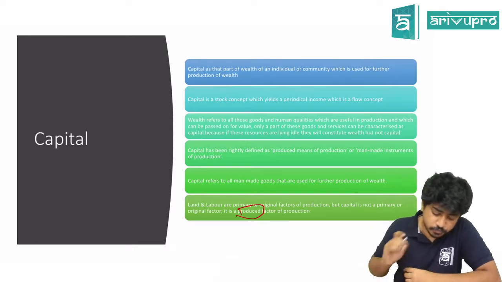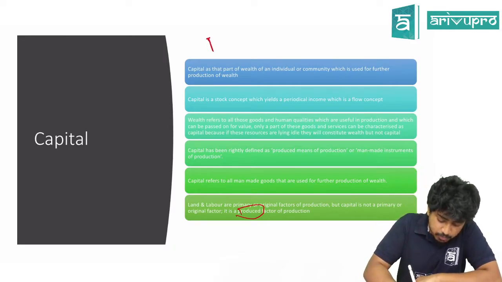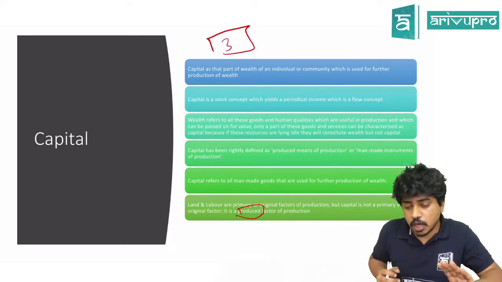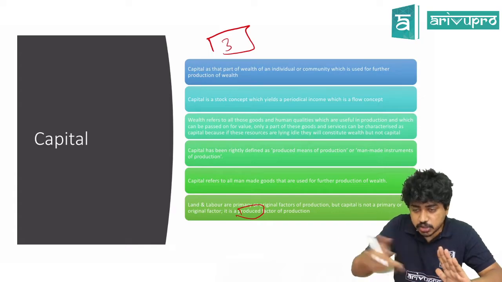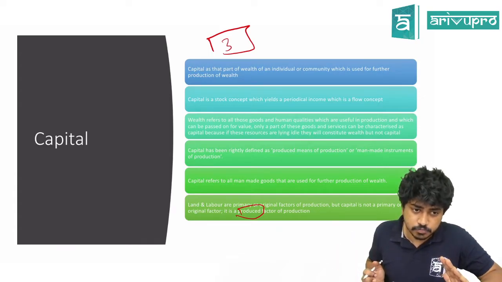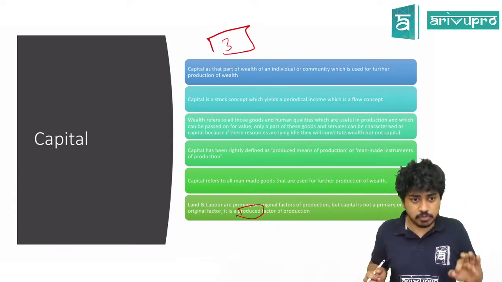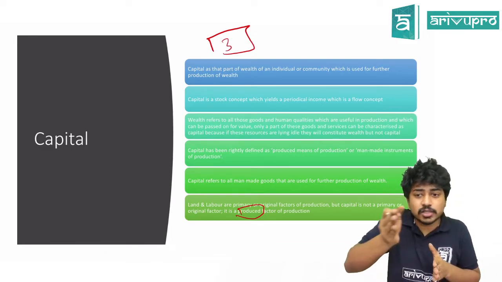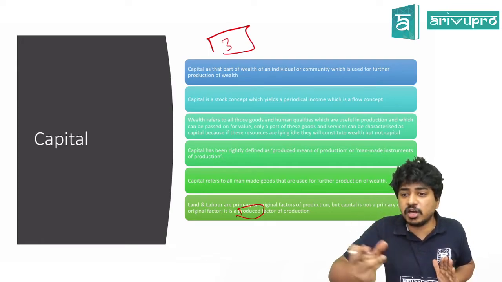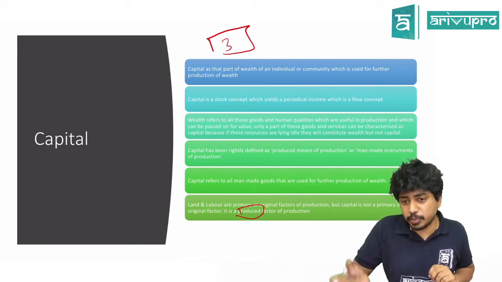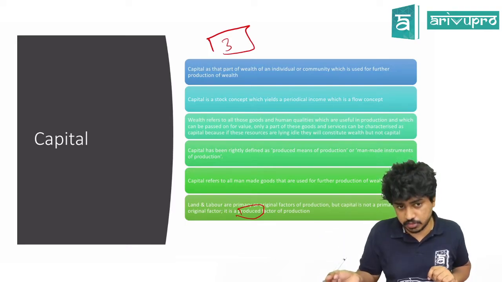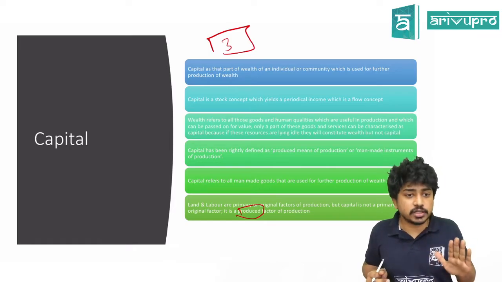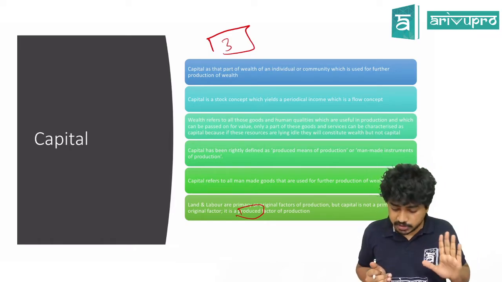Stock concept. See, I told you in the example, there are three machines, right? Capital is a stock concept. Are you going to change the machines? Are the machines going to change over a period of time? It's going to be stagnant. Three means three only, always. Correct or not? That is why it's called a stock. It's not going to vary over a period of time. If something varies over a period of time, we call it a flow concept. If something is constant over a period of time, it's known as a stock concept. That's it. Are we clear?